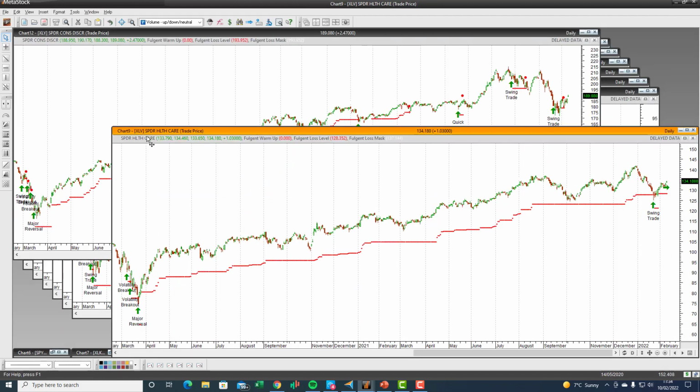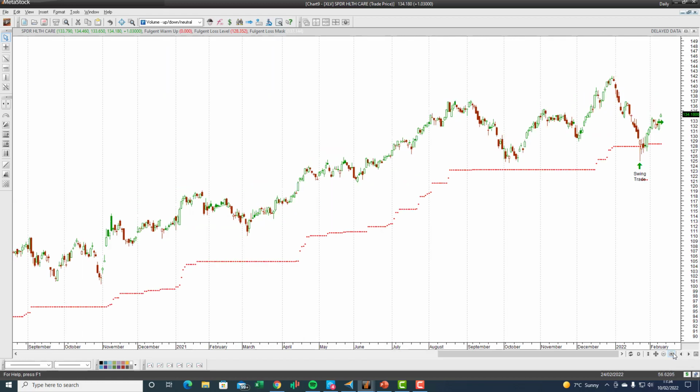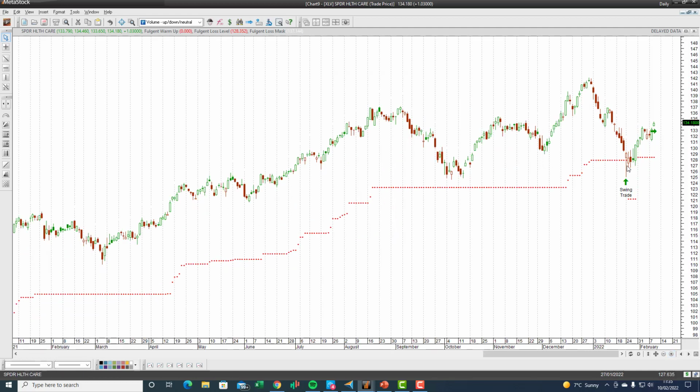Next up is the XLV Healthcare ETF. Now this one has been hugely profitable. We got a beautiful major market reversal signal back here in March of 2020, and only here did it hit the trailing stop loss. So an entire year and a half, a beautiful 18-month trade on that one. Generated fantastic returns. Now the most recent swing trade is also a new signal.